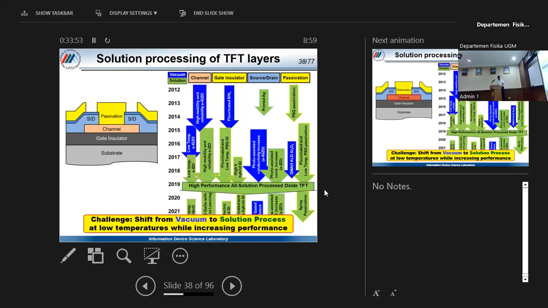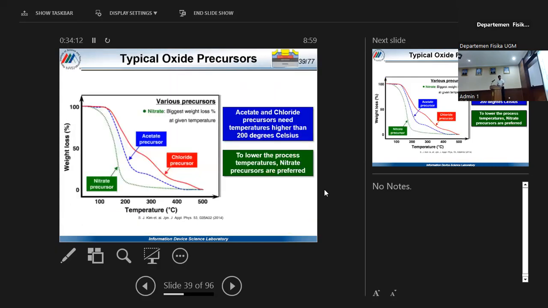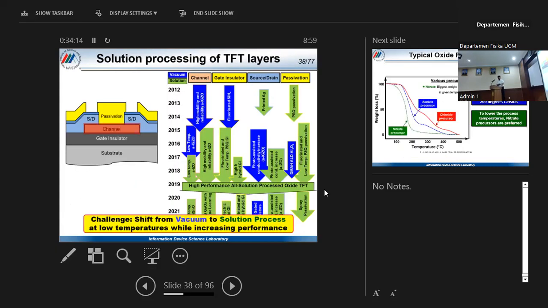or the conductor region. And the challenge, of course, is that when you go from vacuum to solution process, there's a dramatic reduction in performance and especially stability. So that's why it's not used for industrial applications right now. So we want to work on this. So now let's proceed to the channel.